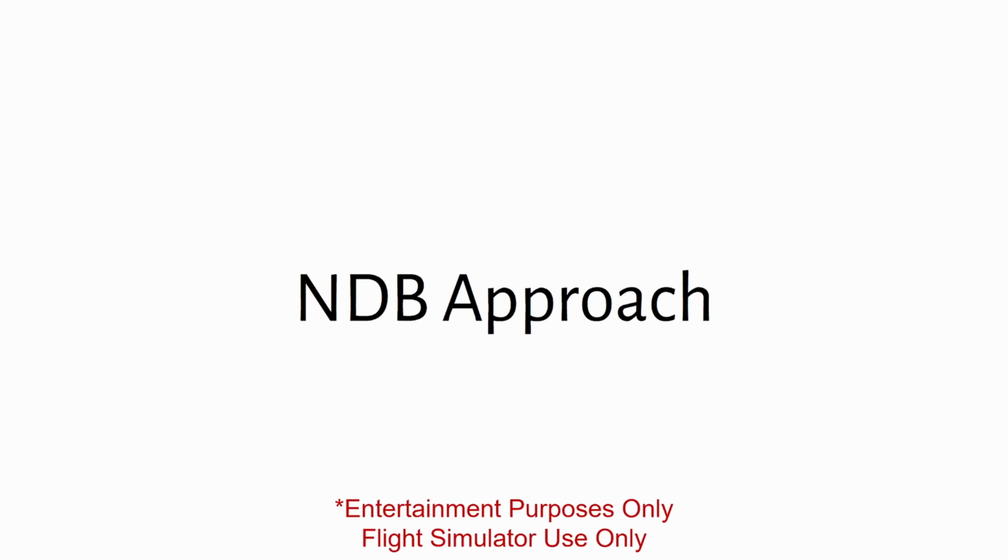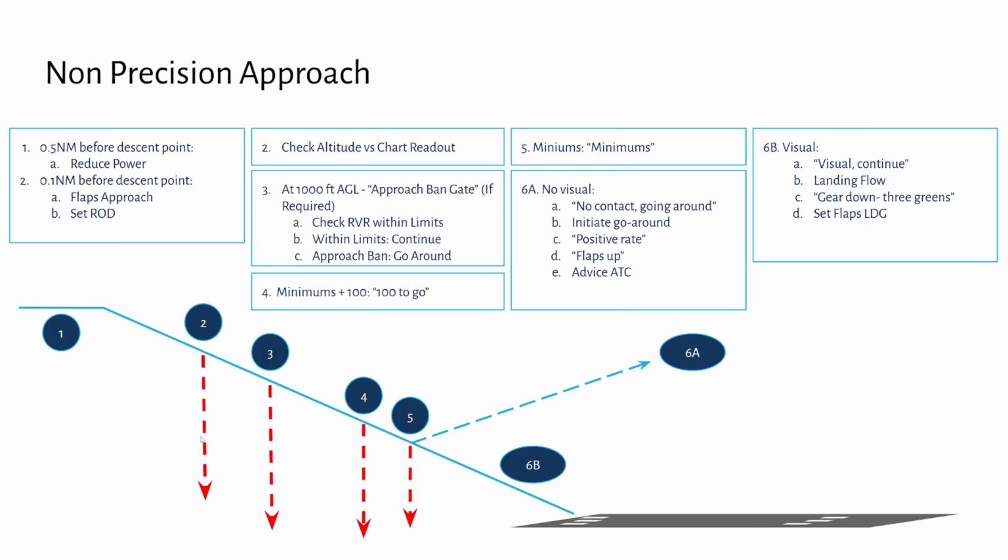The NDB approach can be done either from a vector or via a procedure turn. You can watch my other video that will be coming out soon on the procedure turns, which will go through every one and how to do them. So the non-precision approach profile is the same as how we would get to it for an ILS or any others. We would either be vectored or do the procedure turn onto the final approach track. So this is a final approach track rather than the localizer.